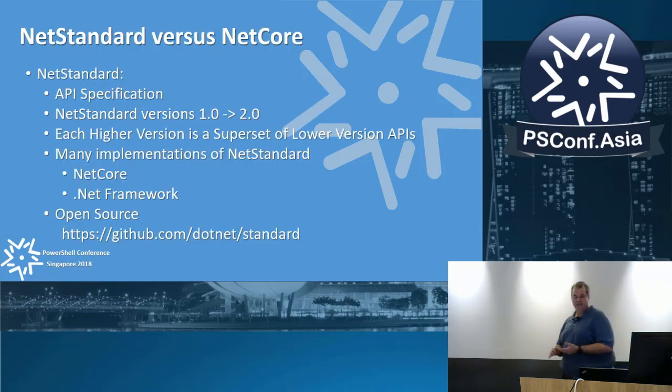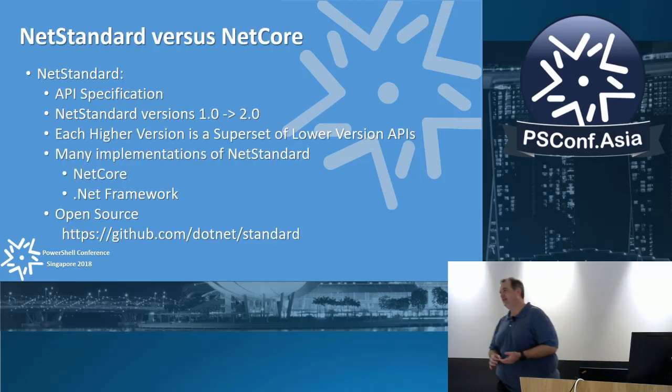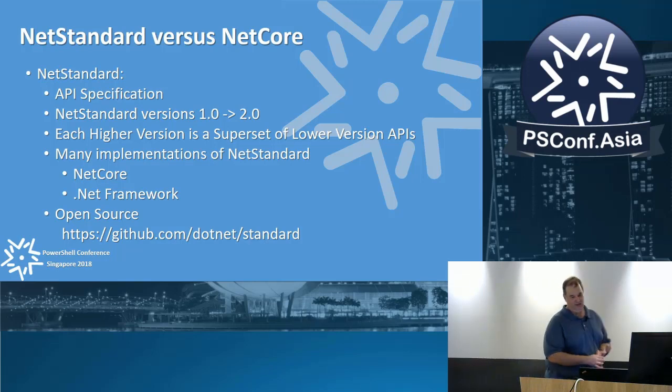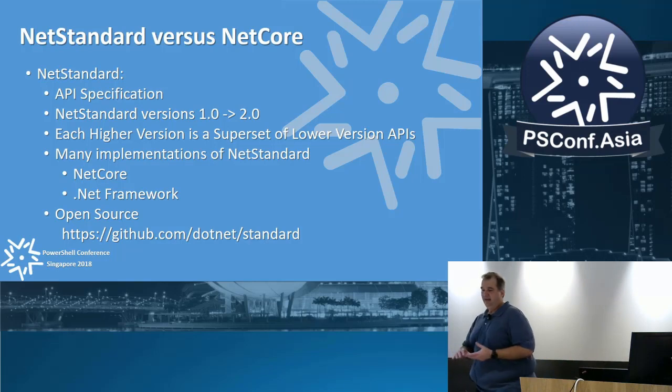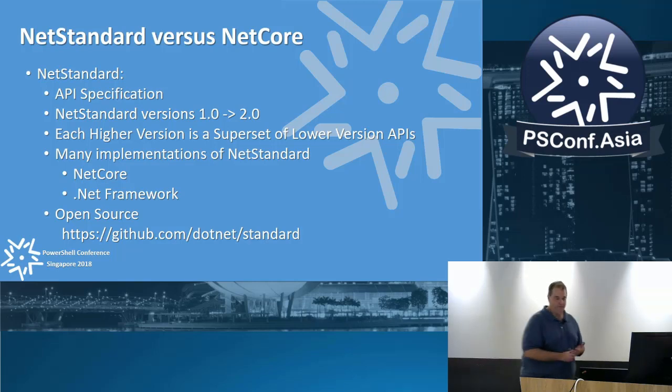So basically, you can think of .NET Standard as an API specification. Think of it as a collection of the public interface set of APIs. .NET Standard has versions that go from 1.0 to 2.0, but they're not actually different versions of the APIs. Each successive version is a superset of the previous one. So 1.1 contains the APIs in 1.0, 1.2 contains 1.1 and 1.0, and so on. Basically, it's just a specification, and there are many implementations of it. Two of the most common ones are .NET Core and .NET Framework.